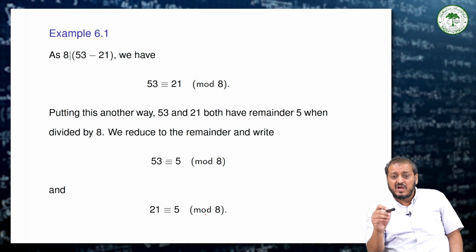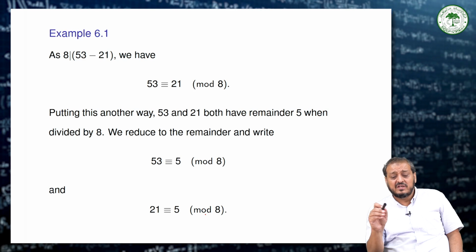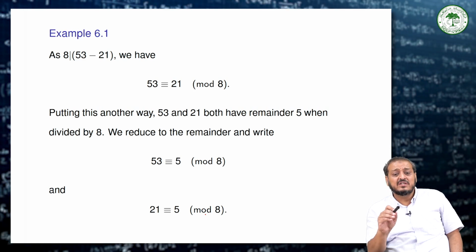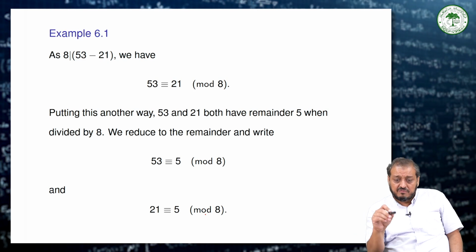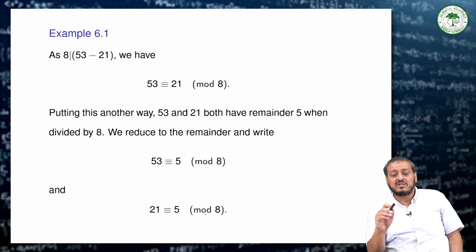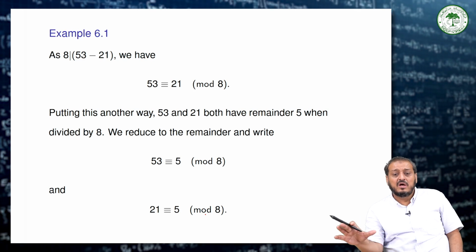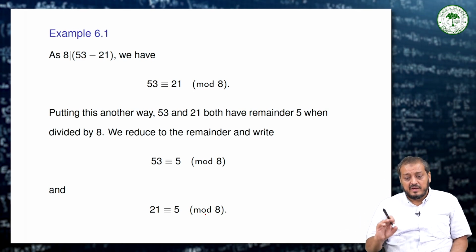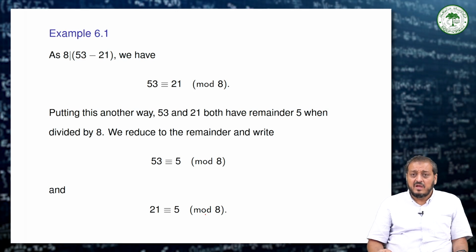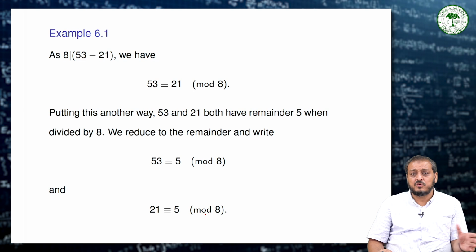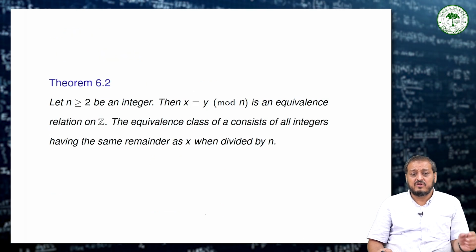In this case we reduce the remainders and write them in this form. If both have the same remainder, then we can say that 53 is congruent to 21 mod 8. This is an example of this. So clearly x and y are congruent, and we can verify this in both ways.